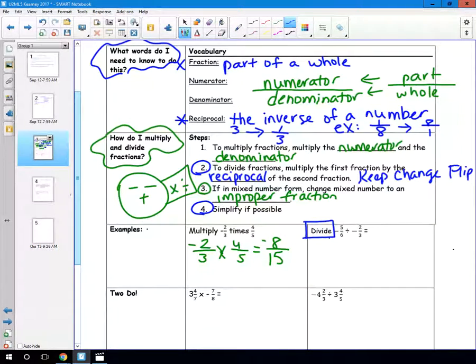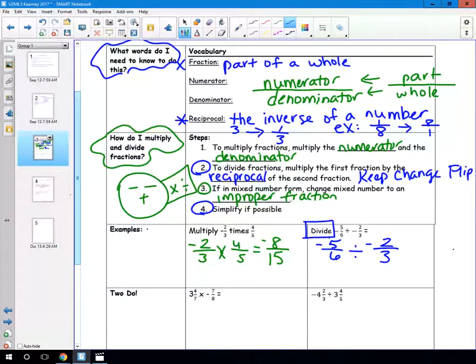Okay, so let's come down here to this dividing fractions. So we have negative 5/6 divided by negative 2/3. Okay, so if we go back up there, since we're dividing, it said to divide fractions, we're going to multiply the first fraction by the reciprocal of the second fraction.